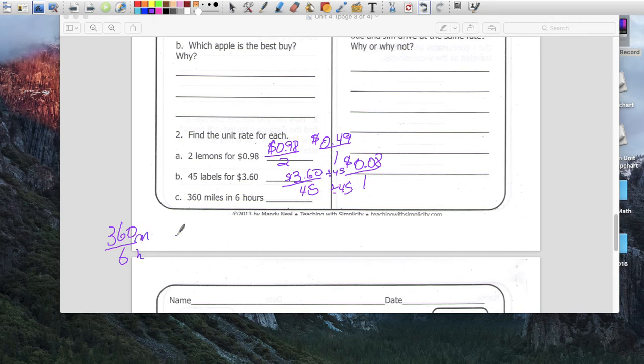Okay. Last one, 360 miles in 6 hours. Miles in hours. You want to know how much you go in 1 hour. Divide by 6. Divide by 6. And that's going to be 60 miles in 1 hour. And that's your last question.